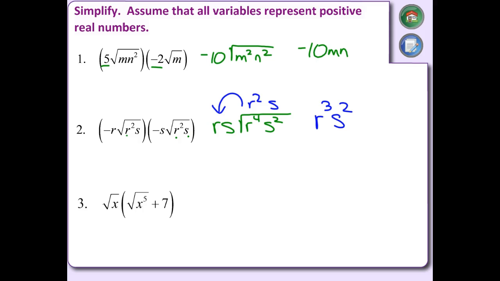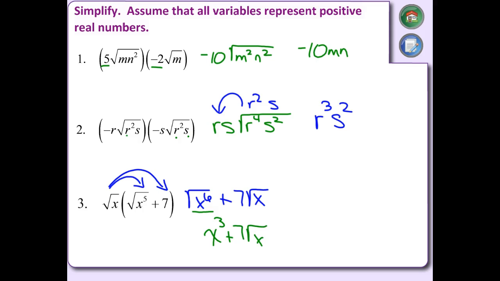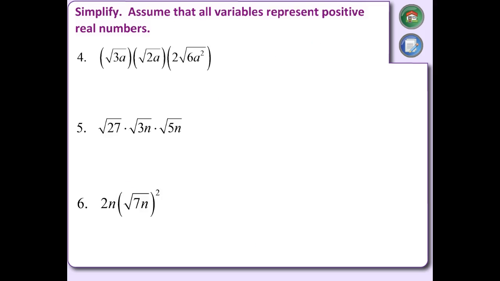Well, number 3 is our distributive property. So we're going to take the square root of x times the square root of x to the 5th and get the square root of x to the 6th. And then we're going to multiply that by the 7 as well. So we get 7 root x. Now, do you see that I can simplify something there? This right here is a perfect square. The square root of x to the 6th is x cubed plus 7 root x. Great job. All right, let's go on.